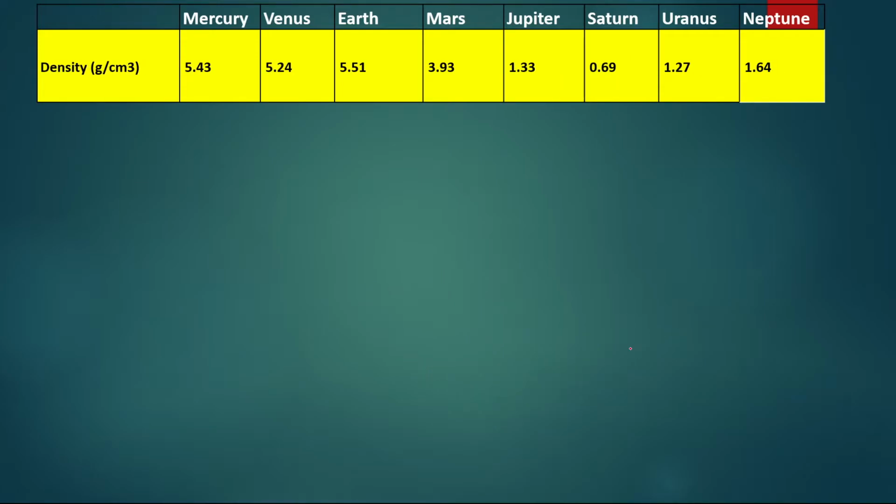Now density. What does density mean? We know density is mass per unit volume, right? So density means if we take a portion, this much amount of rock, from our Earth or from any other planet, which one is heaviest? You can see the Earth's density is the maximum, the highest. This is 5.51 grams per cubic centimeter.